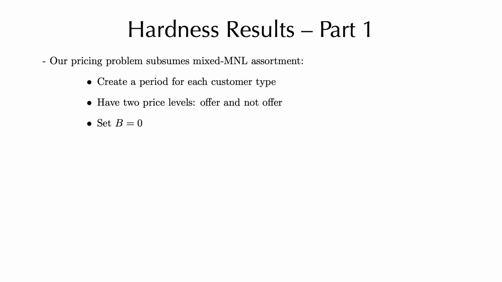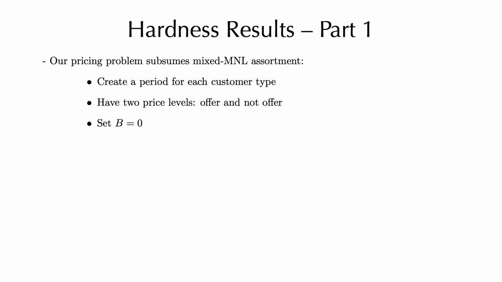So all we really have to do is show this pricing setting generalizes mixed MNL assortment, and we can directly exploit those results. To see that, you take a mixed MNL model and create a time period for every customer type. You have two price levels that are just offer the product or not offer it. You assume infinite inventory, and you set your menu cost budget to 0, meaning once you choose an assortment or a set of prices, you can't change it. So basically, you're just choosing one assortment to be applied to all the customer types or in each time period.